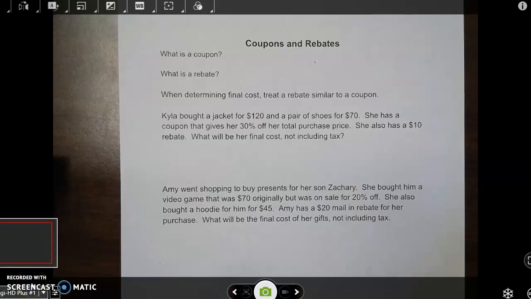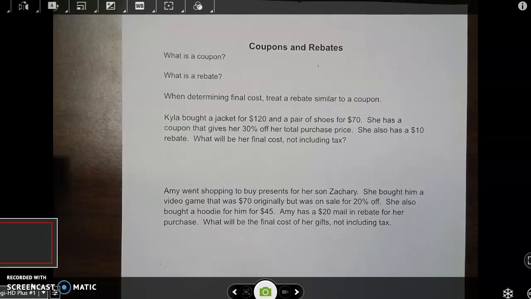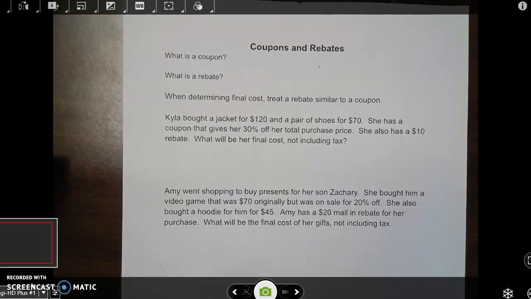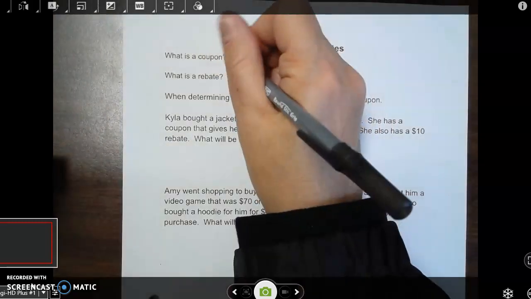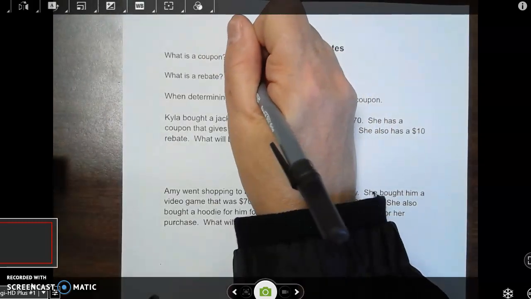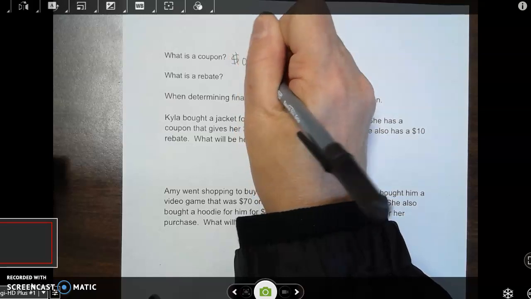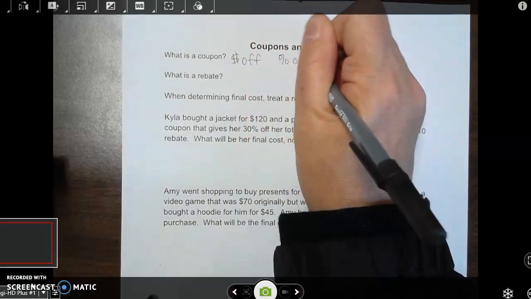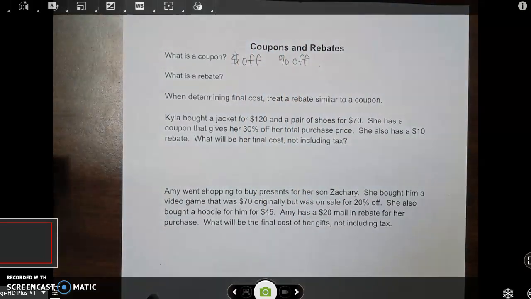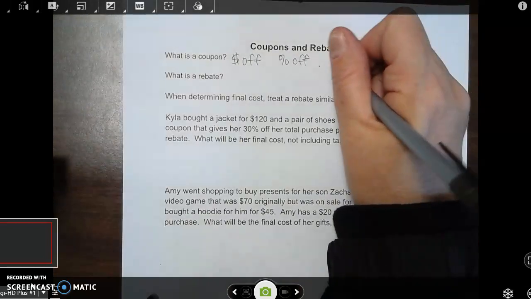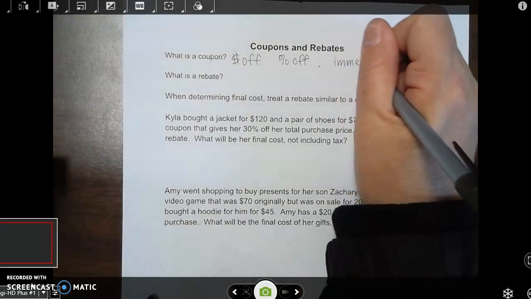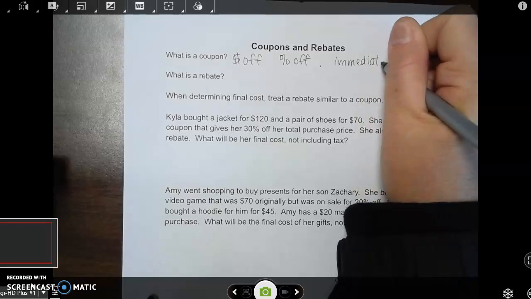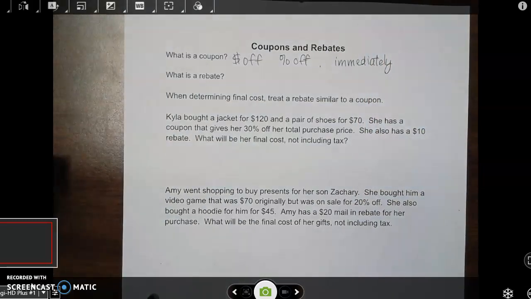Hey guys, we're going to be solving problems today involving coupons and rebates. So what is a coupon and what is a rebate? Well, most of you have probably heard of at least a coupon, which is either money off or a percent off that we calculate, and it's subtracted immediately. So we take it immediately off the cost.